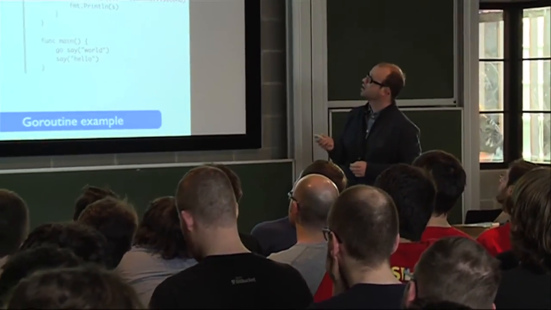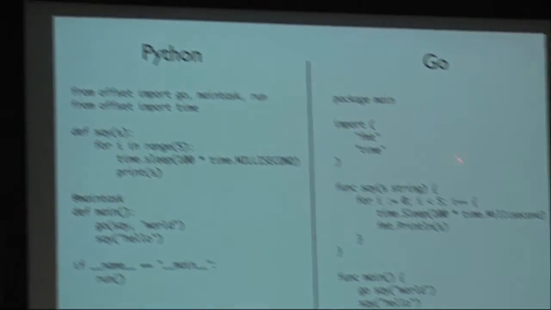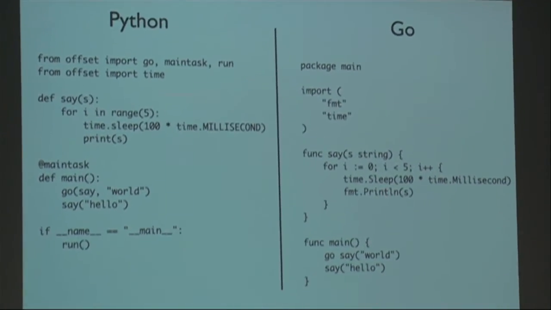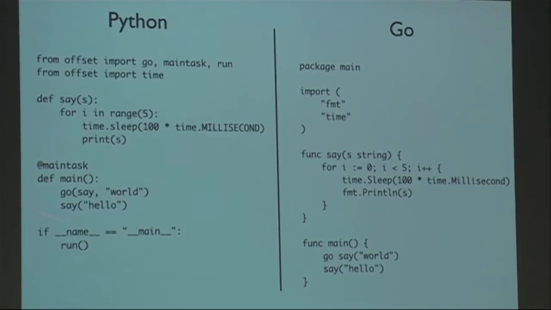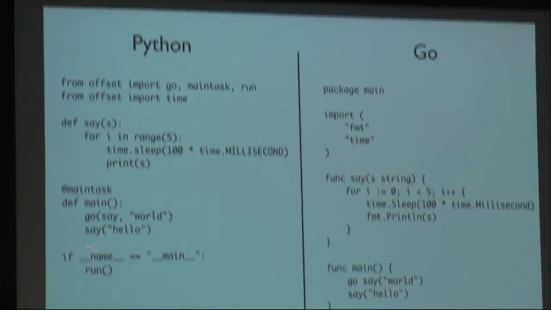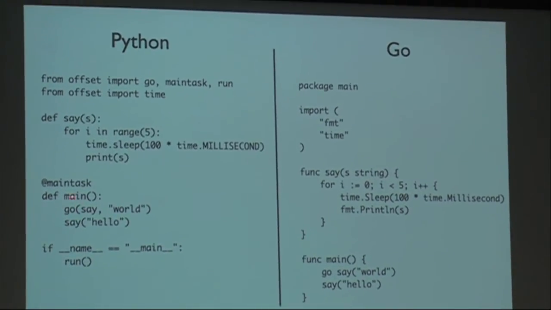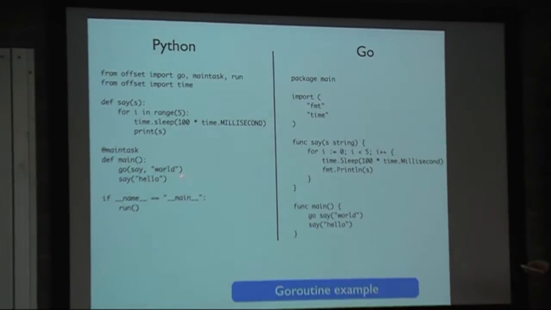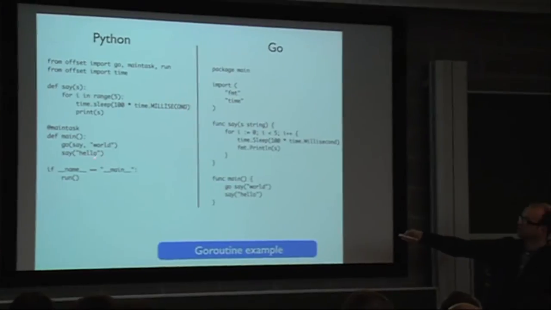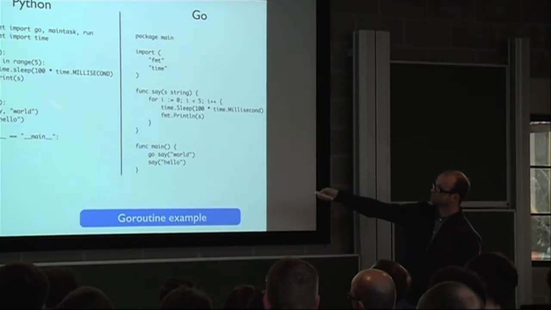Some examples from Python on the left and the same code in Go on the right, because I'm using the same kind of API. This is the old code; the new code that I will push tomorrow doesn't have any more run like this. It runs the main function. So here we have a main function. We are launching a goroutine saying world. We are launching a function saying hello. The main function is launched as a goroutine too.